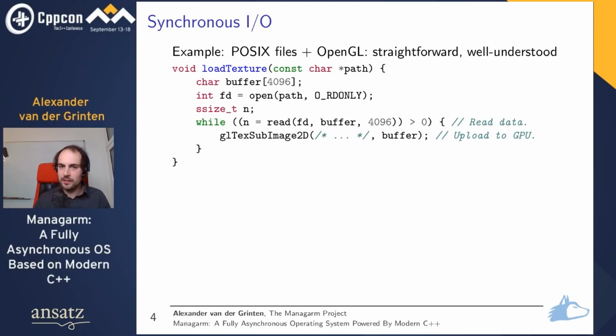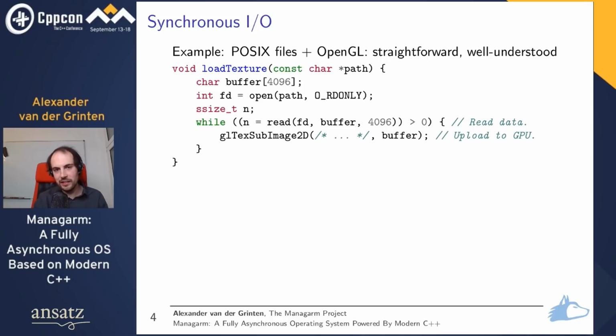We have a function that just takes a path. It allocates a constant size buffer, so it allocates 4,000 bytes here on the stack. And then it opens the file, it reads a chunk of data, and uploads that data to the GPU. There's nothing spectacular here. This is pretty standard code. I'm also abstracting away things like file formats that would play a role in real code. I just assume that everything is a bitmap and that this works.